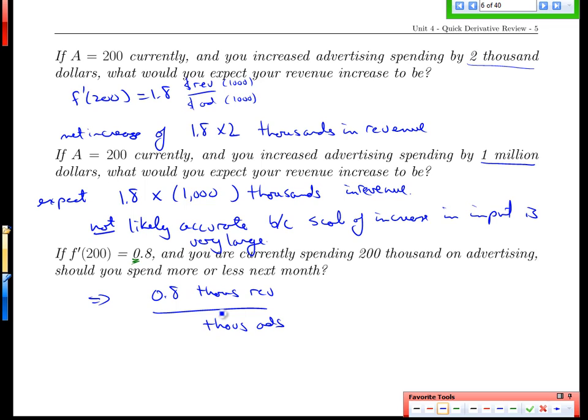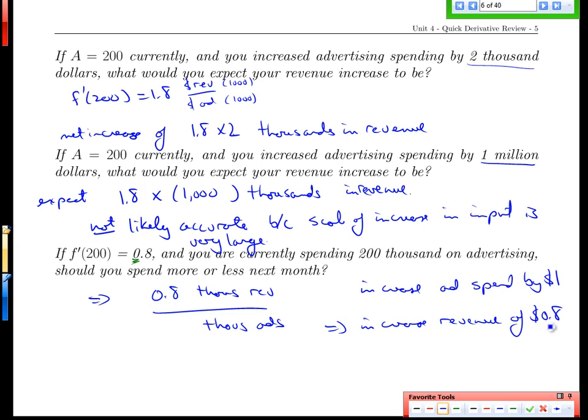Okay. My argument would be definitely not. Not if this is 0.8. And why? If we increase ad spending, let's make it by a tiny amount, let's make it by $1, we're going to get an increase in revenue of $0.8.